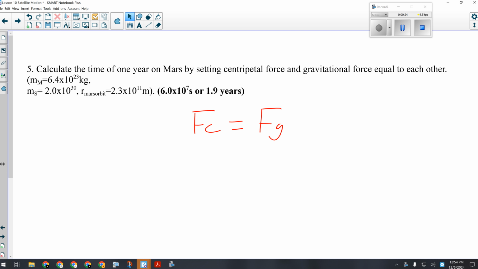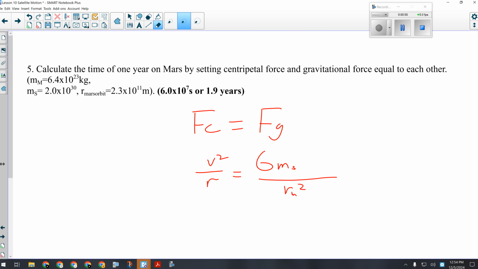Then I can say that mv squared over r equals big G times the mass of the Sun times the mass of Mars over the radius of Mars's orbit squared. And this, of course, will be the mass of Mars on this side because it's the thing moving in the circle. So right off the bat, the mass of Mars is going to cancel. I'm just going to get rid of it from both sides of the equation, so I have less things to worry about.